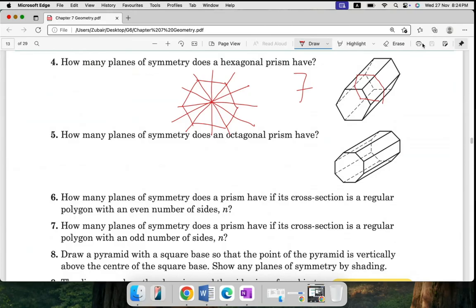Question number 5. How many planes of symmetry does an octagonal prism have? Nine. That's right, 9.